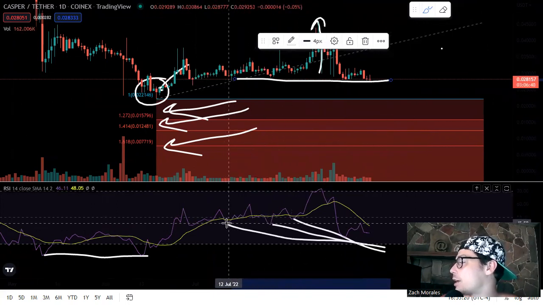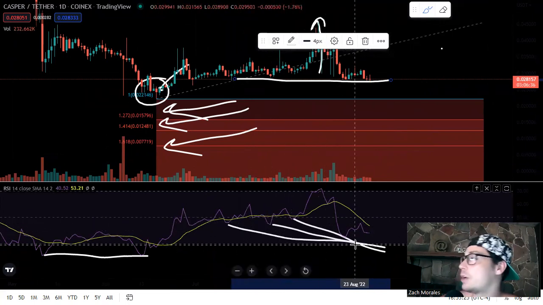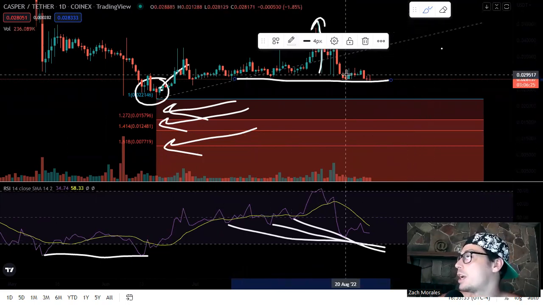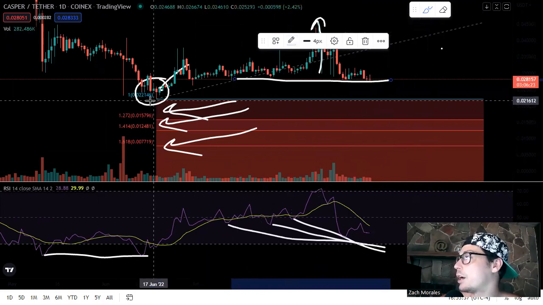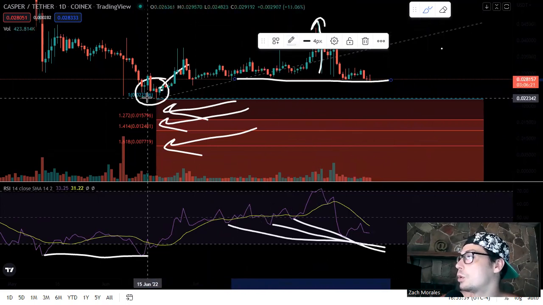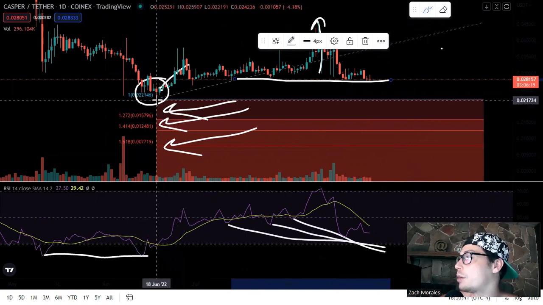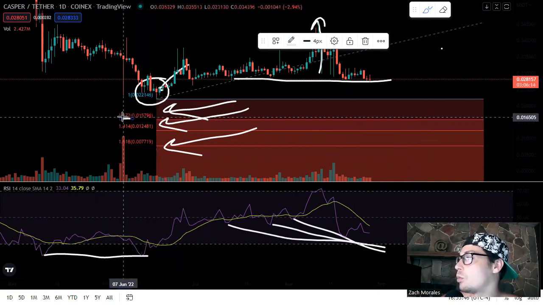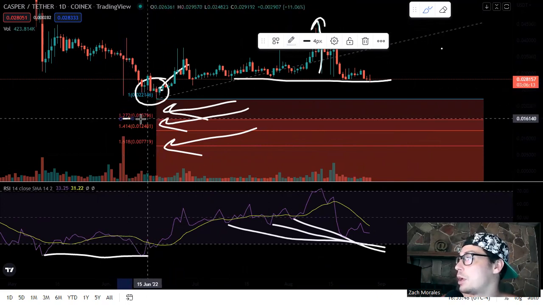But look at our RSI. Our RSI is going down at each one of these points. So now what we're seeing is bearish divergence. There's a bearish divergence on the coin, and we want to figure out what price level it's going to drop down to. Well, our next immediate support level below here is going to be this 0.022 level. If we break below 0.022, we're going to head down to this level here, the 1.272 on the fibs.